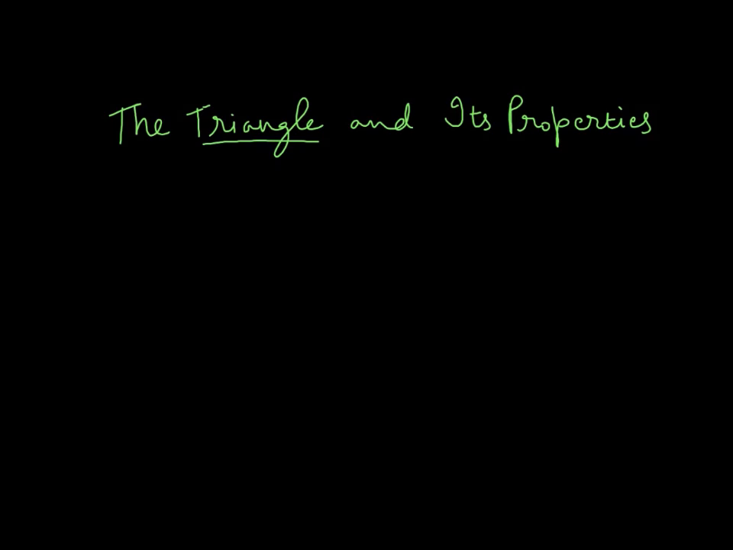So far we have learned about pairs of angles and intersecting lines, parallel lines. In this chapter we are dealing with triangle. Now you know what a triangle is. A triangle is a three-sided polygon, that is a polygon made up of three sides.